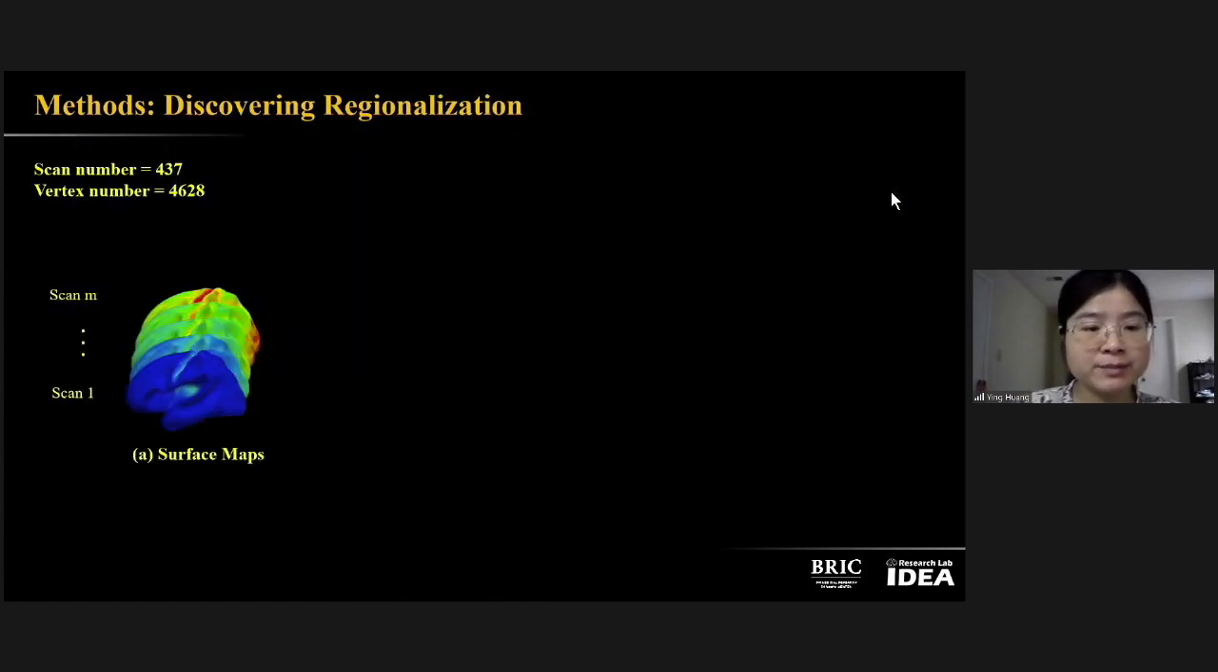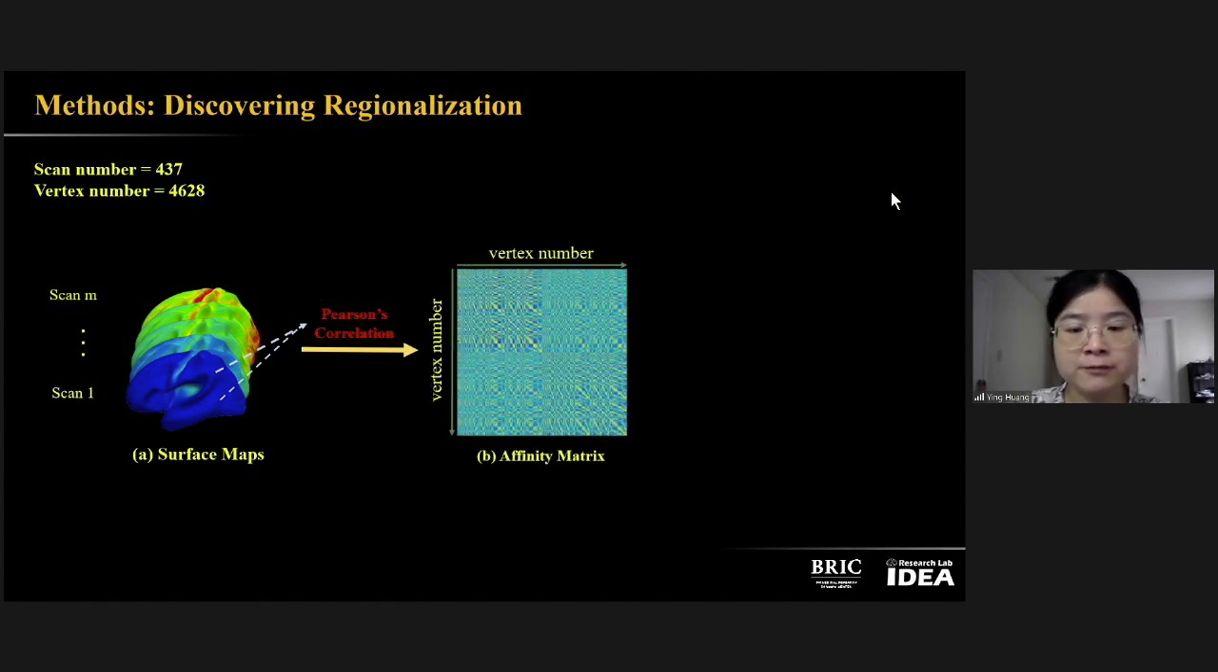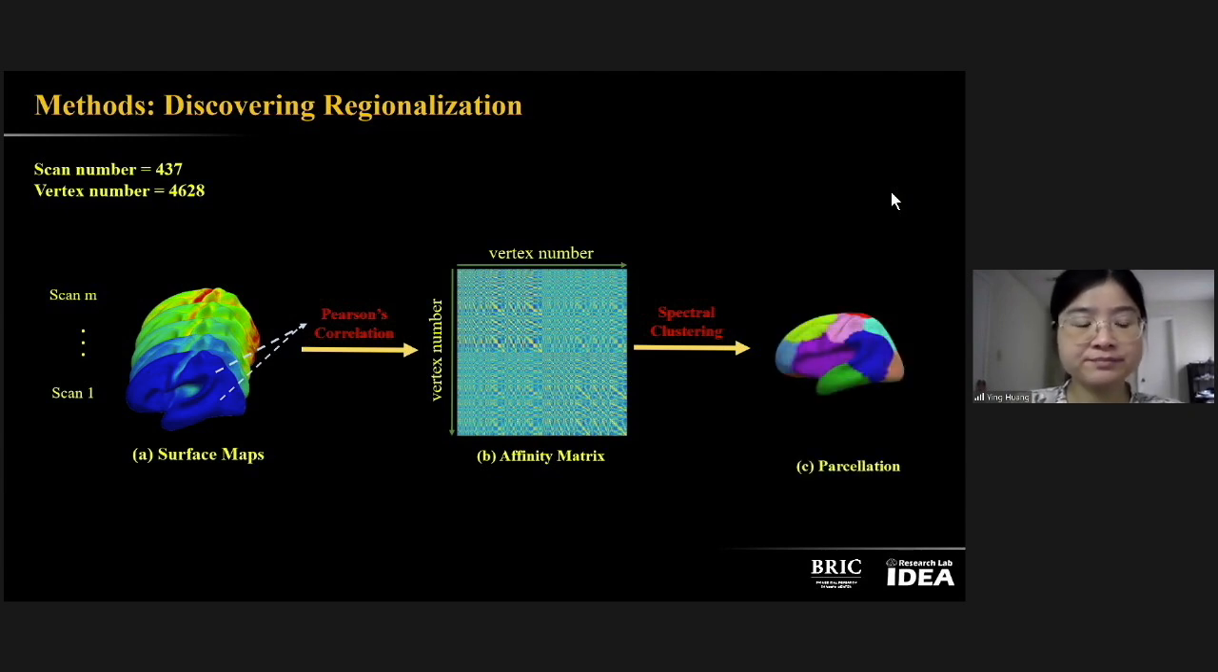Based on the development of myelin, we further tried to create a cortical parcellation map. We organized the cortical myelin map of each scan into a column and sorted the columns by age. An affinity matrix was computed by correlating the developmental features of each pair of vertices on the cortical surface. Then all vertices were clustered into K groups using spectral clustering.